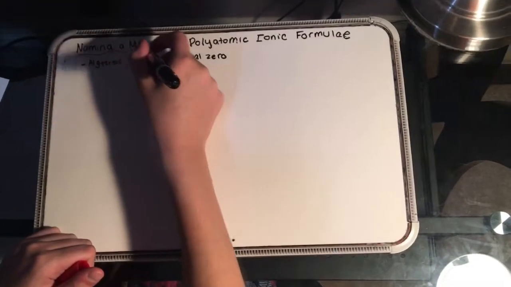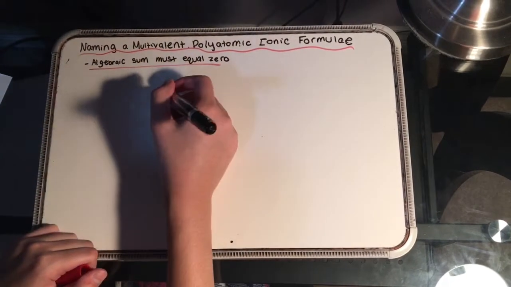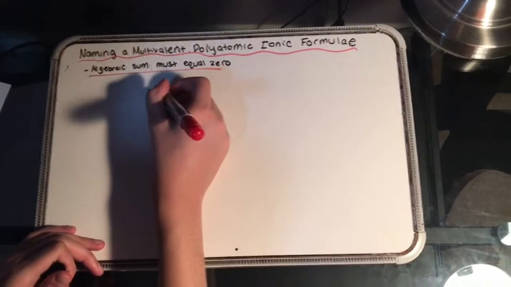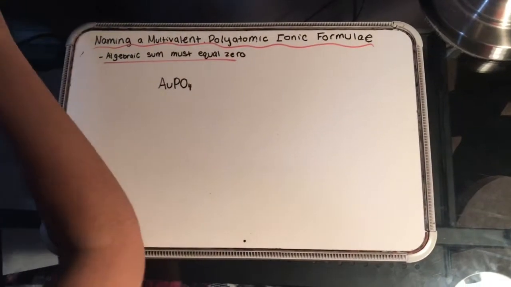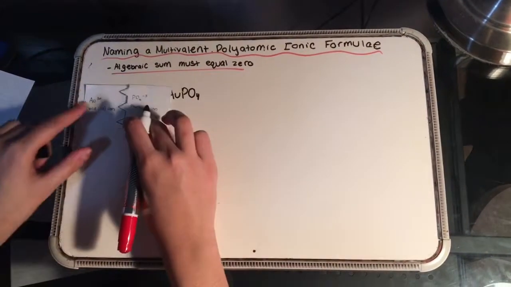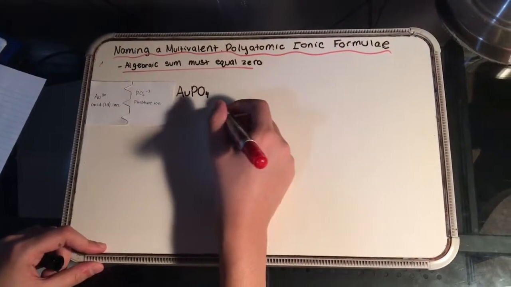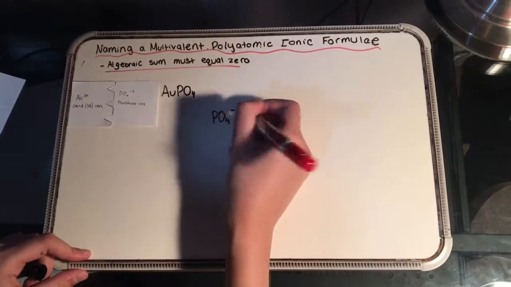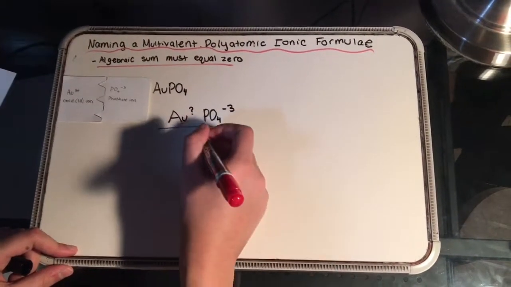Now we're going to learn how to name multivalent polyatomic ionic formulae. Multivalent metals are metals that can have more than one ionic charge. In order to write the name for compounds containing metals that form more than one ion, we must predict the charge on the ion from the formula. In this formula, gold has an unknown charge because it is multivalent, but phosphate, PO4, has a charge of -3. So for the algebraic sum to equal 0, gold will have to have an ionic charge of +3.